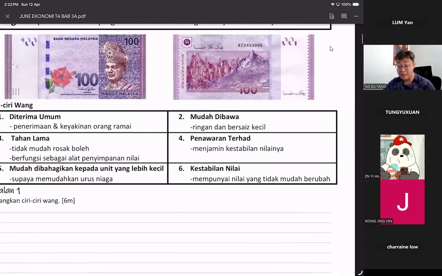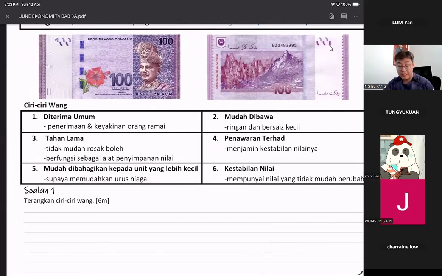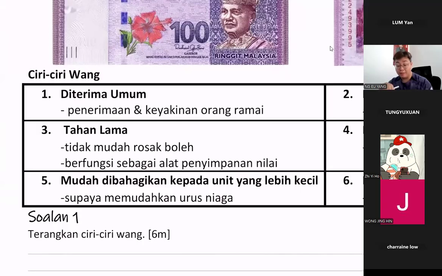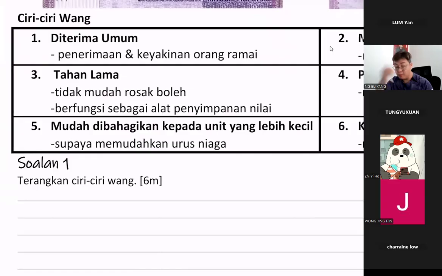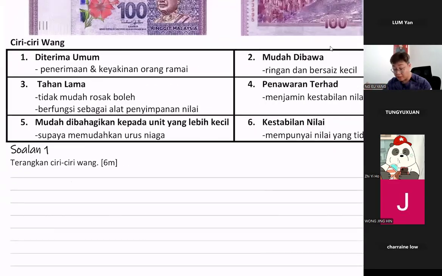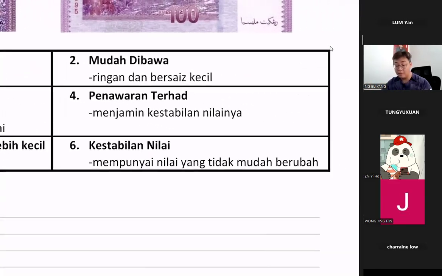So dasar murah di bawah, precise, kecil dan ringan. Diterima umum memberi keyakinan kepada orang ramai. So tahan lama is tidak mudah rosak. So mudah dibahagi kepada unit kecil is memudahkan urusan perniagaan atau urus niaga. So the last one, kestabilan nilai is because nilai tidak mudah berubah.